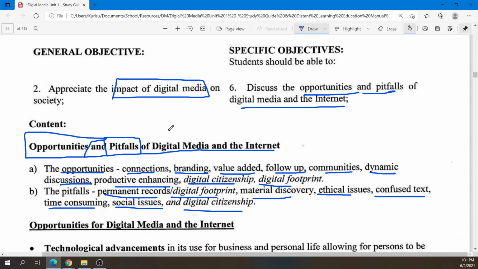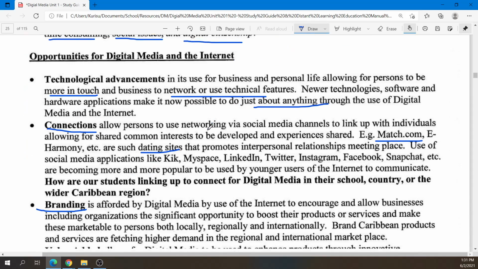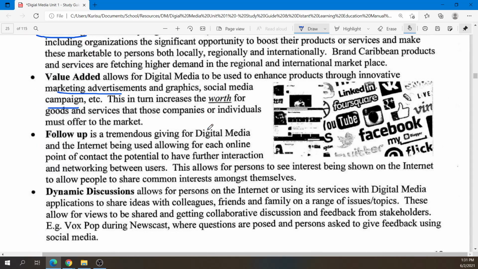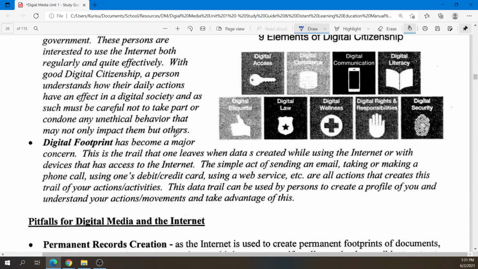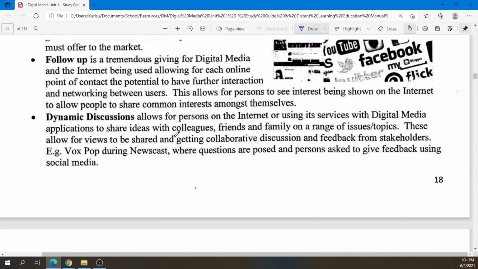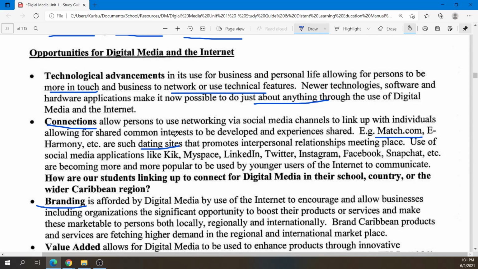And then we started looking at opportunities and pitfalls. We looked at a few opportunities. So tomorrow we're going to continue with the rest of the opportunities, and we're going to look at the pitfalls of digital media. Good. So if you guys don't have any questions on anything we looked at today, that is going to be the end of today's class.